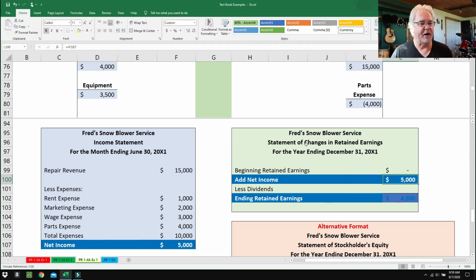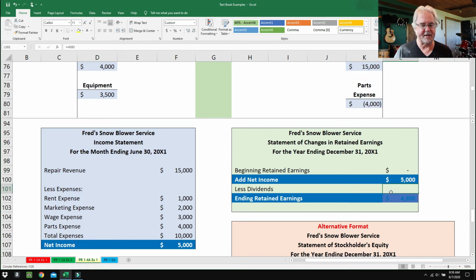So here we are. Now we're doing this green statement. It's called the Statement of Changes in Retained Earnings. And it's a reflection of Fred's net worth in the business. Now, Fred just started this business this month, and so his beginning retained earnings is zero. It's zero because he just started the business. But he had a good month. He had a net income.